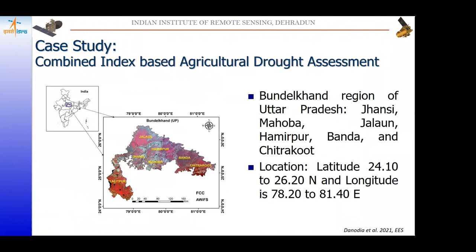So we chose this particular area. Why did we choose it? Because the Bundelkhand region is classified and defined by the persistent nature of its drought, year after year. So we wanted to determine whether the situation is the same in the Rabi season also.